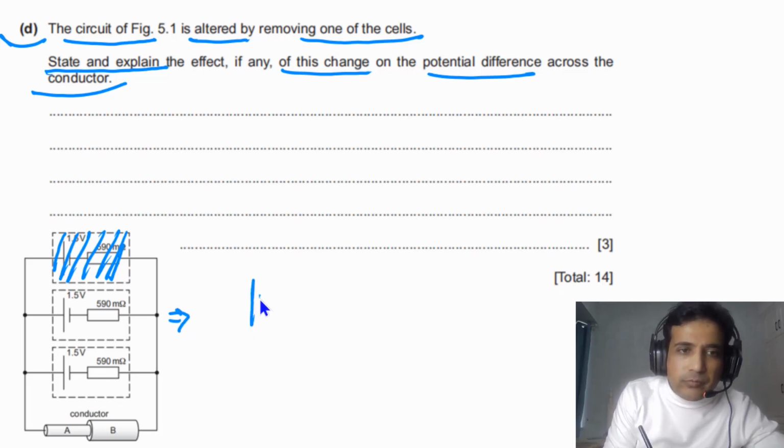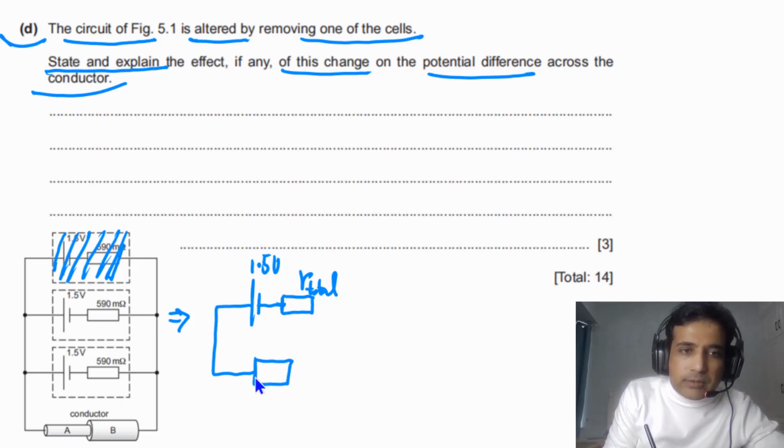So we have one cell, EMF is 1.5 volts. So this has EMF 1.5 volt. And here we can draw total internal resistance. So we can say R total. And also we can redraw the conductor. So we can replace this one with one resistor. Let's say the resistance of this conductor is R.